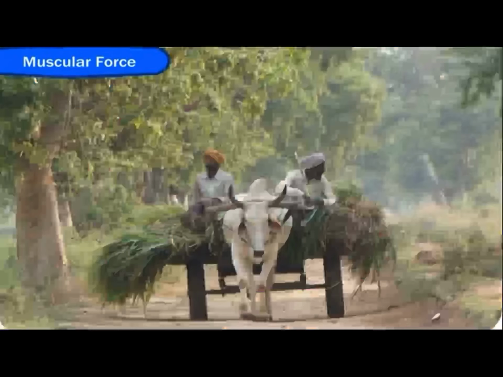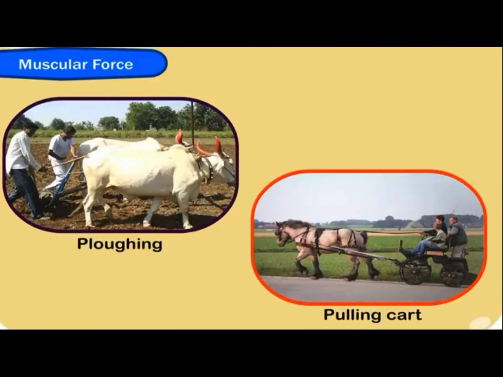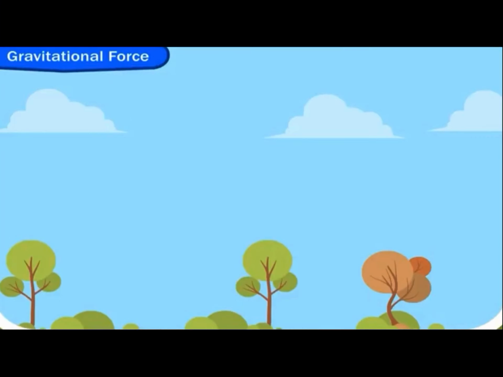Now animals exert muscular force to do a heavy work such as plowing and pulling cart. Now comes gravitational force.